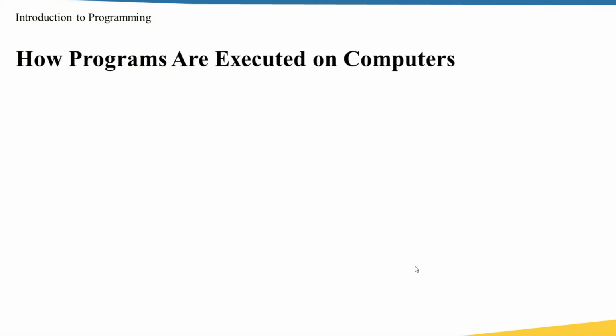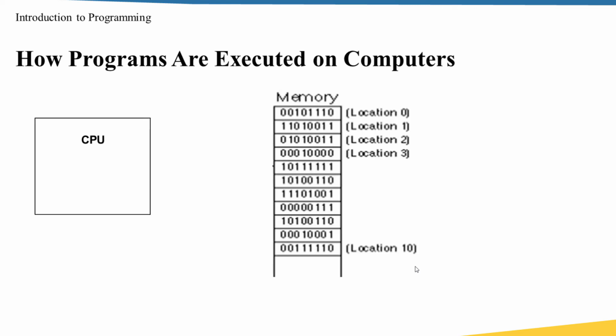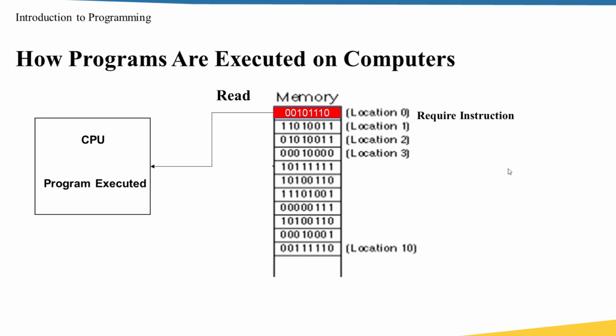Now let's see how programs are executed on computers. Let me assume that I have a program and it's already translated into machine language or binary language. The first thing that happens is that this program will be loaded inside the memory. As we see here, we have multiple instructions inside the memory. After that, the CPU will read the first instruction, decode it, execute it, and then write the result of the execution of this instruction to the memory again.